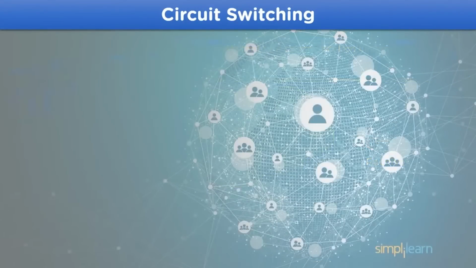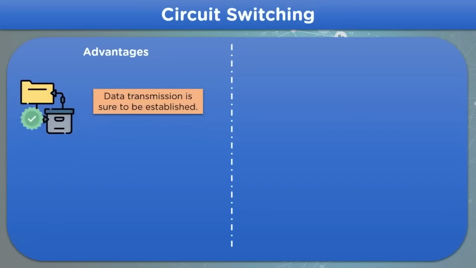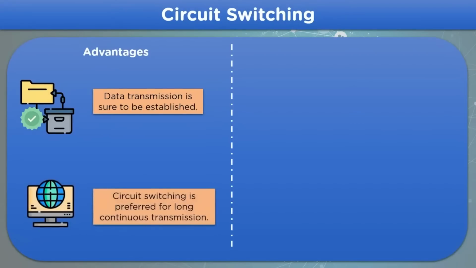Let's look at some advantages and disadvantages of applying circuit switching in a network. For the first one, we have advantages. Data transmission in circuit switching is sure to be established due to the predestined path. Circuit switching is preferred for long and continuous transmission of data due to the pre-established path route.